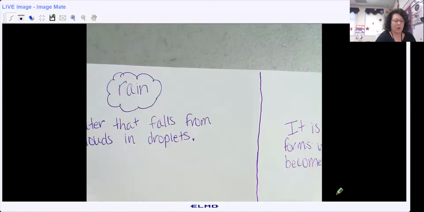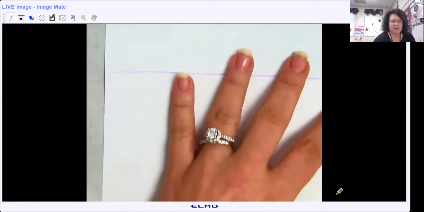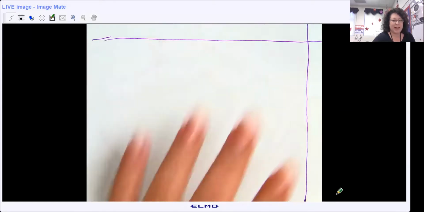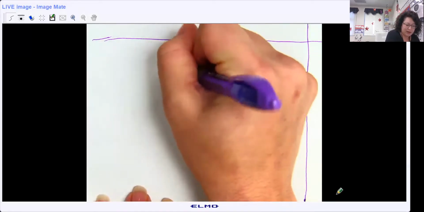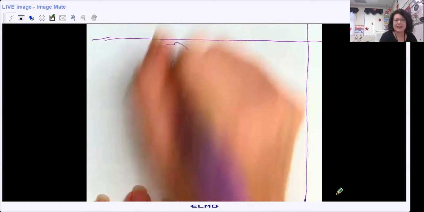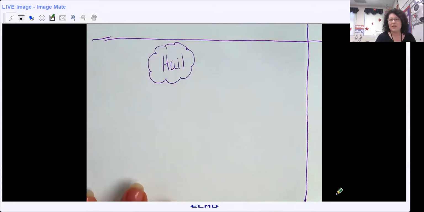Next form of precipitation. And again, if I wrote too fast and I didn't give you enough time to catch up, just pause me. Is hail. And we talked about this. Remember what hail is? Those balls of ice that fall from the sky. Remember our book said it could be the size of a pea or the size of a baseball.